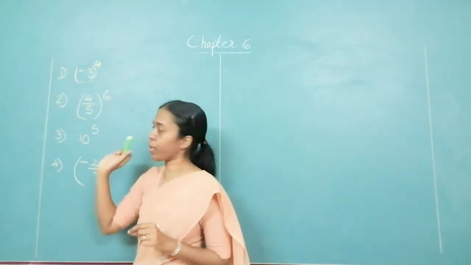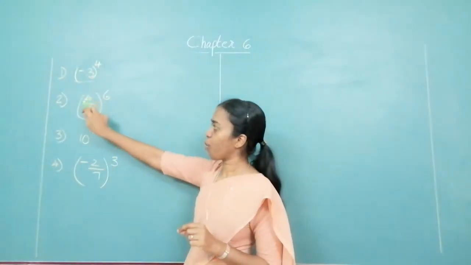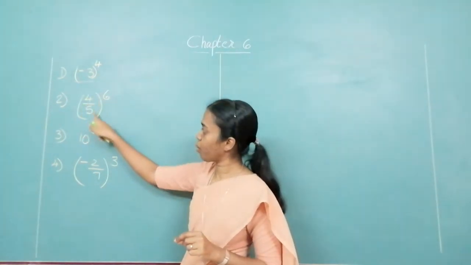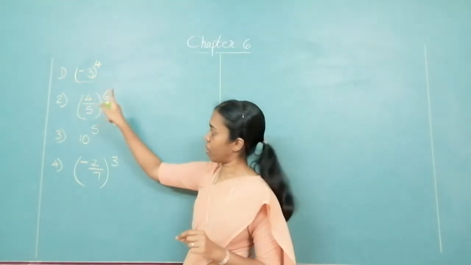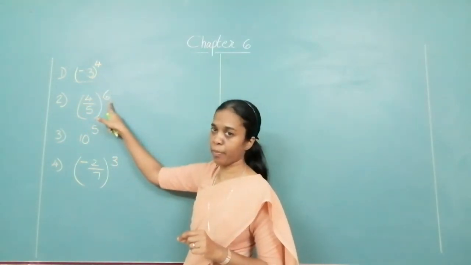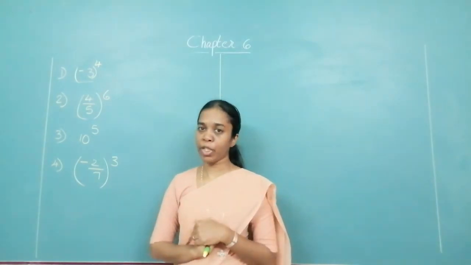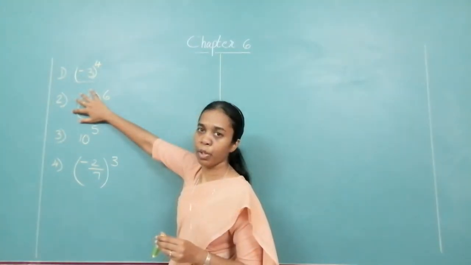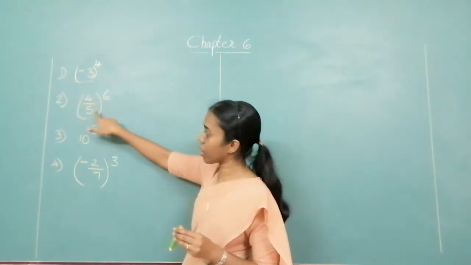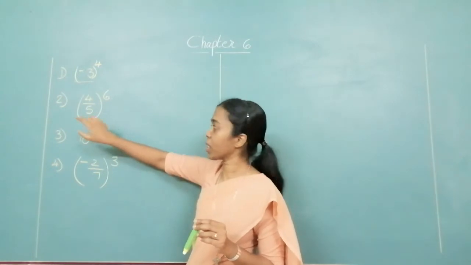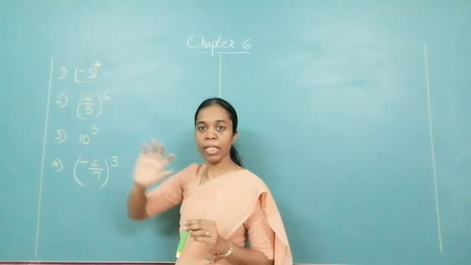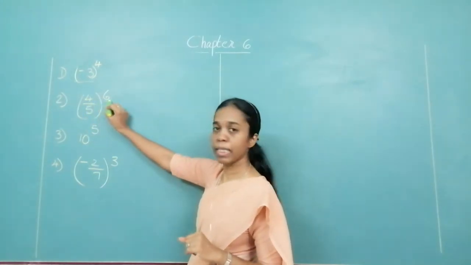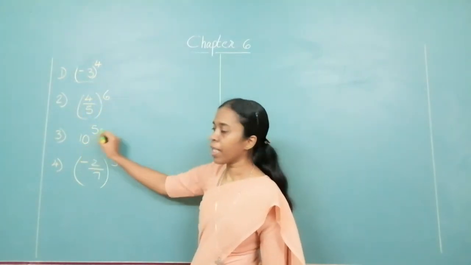Index is 4. The second example, 4 upon 5, you can see the bracket. The bracket is common for both the numerator and the denominator, raised to 6. Now, what is my base over here? My base is whatever you see below the index. What is here is a fraction, so this entire fraction is the base. So what is the base over here? 4 upon 5. What is the index? 6.